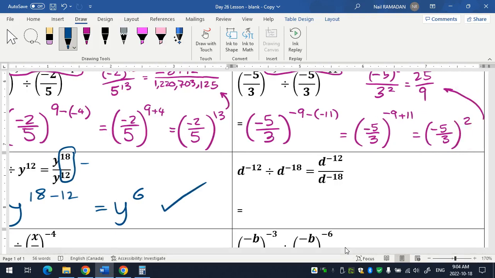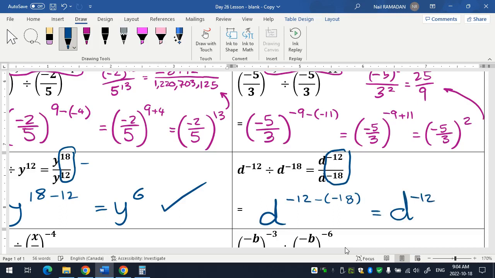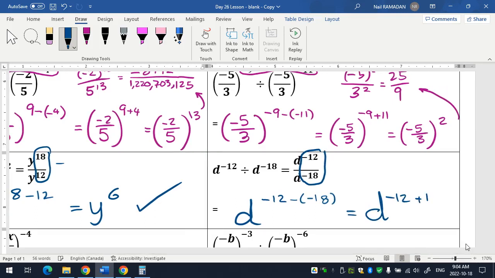Okay, same thing here. Watch out. We have 2 negatives. That's fine. We know how to deal with that. So it's d minus 12 subtract minus 18. Minus 12 plus 18, which is equal to what? What's minus 12 gain 18? It's like 18 minus 12, which is 6. Nice.